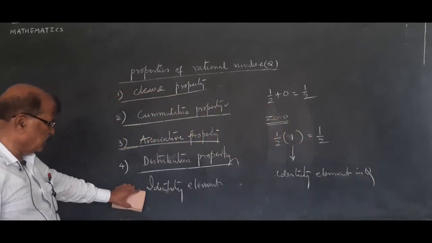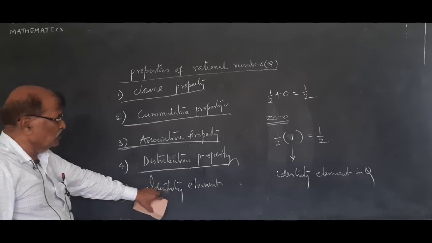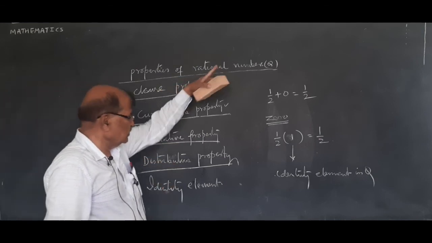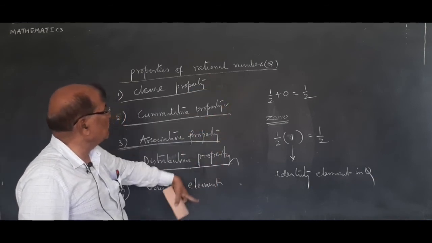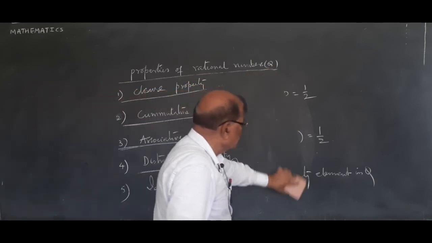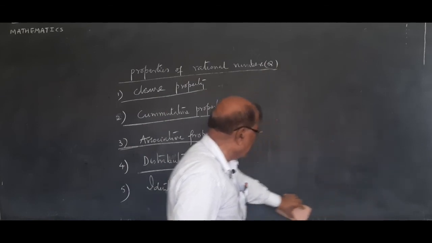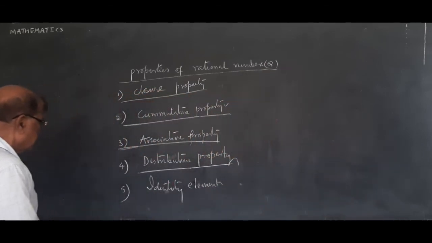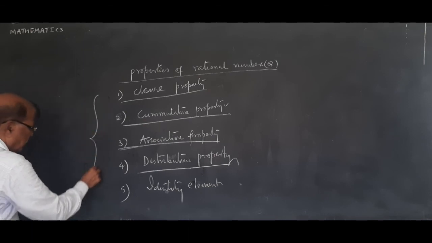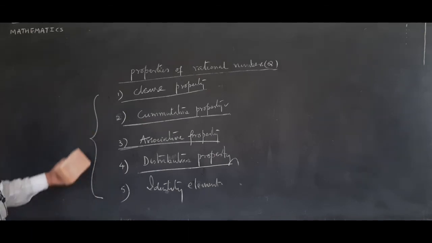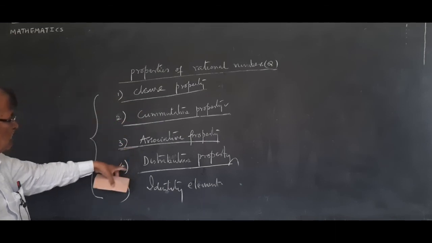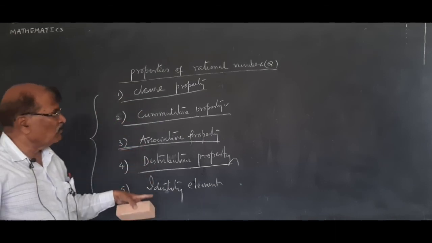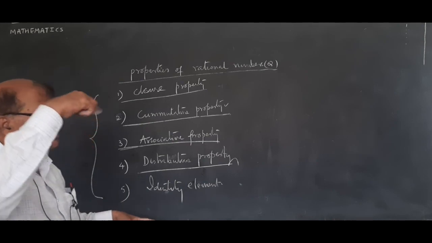So the identity element in addition is 0 in rational numbers. The identity element in multiplication of rational numbers is 1. So these are the properties of rational numbers. These 5 are fundamental properties of the number system. The use of these properties occurs when we take certain proofs in future courses.